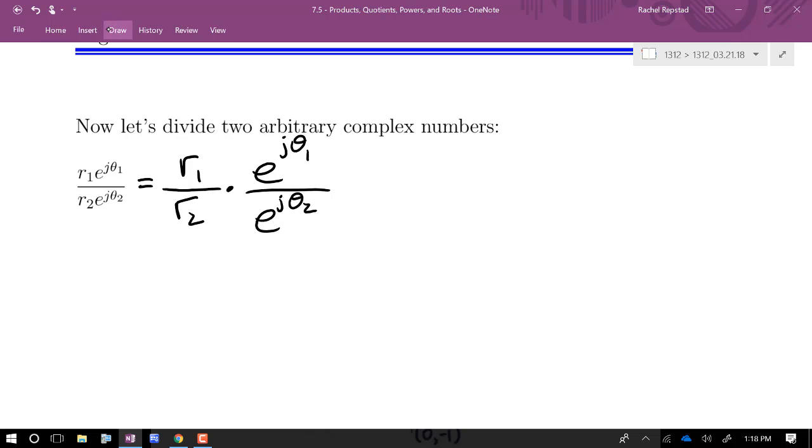Now, what do we do with that? How can we simplify that fraction?